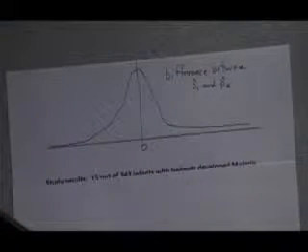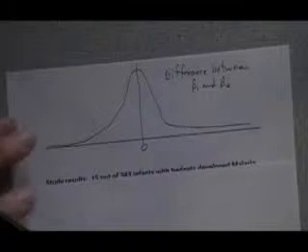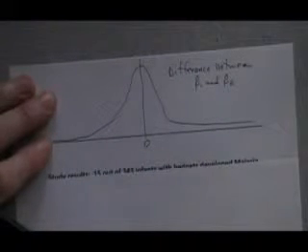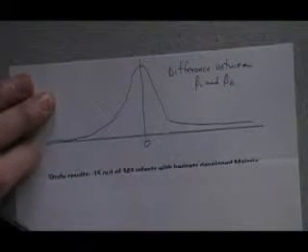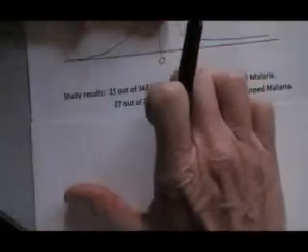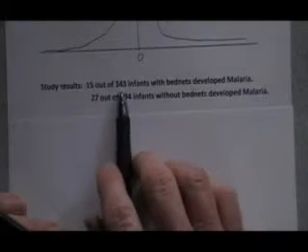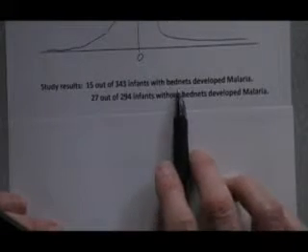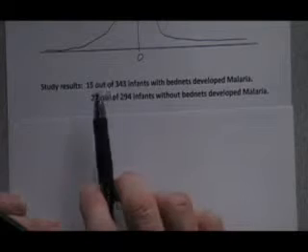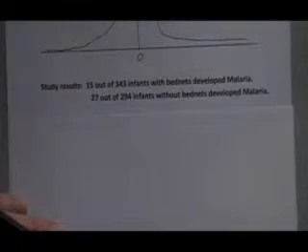Okay. Well, what we need to do now is take a look at the actual study that was done and look at the actual specific sample information. So here we go. Here are the study results. They took a sample of 343 infants that were using the bed nets, and they found still 15 out of those 343 infants did develop malaria.